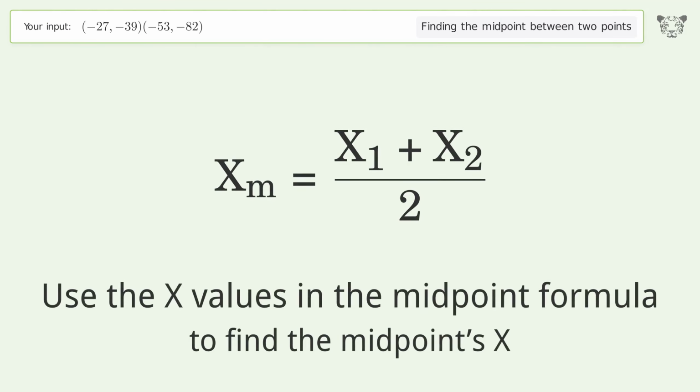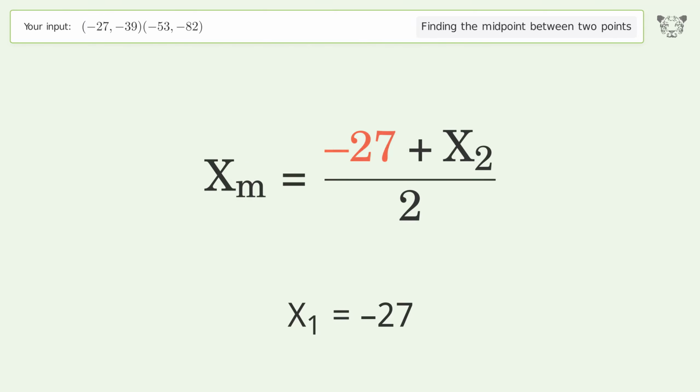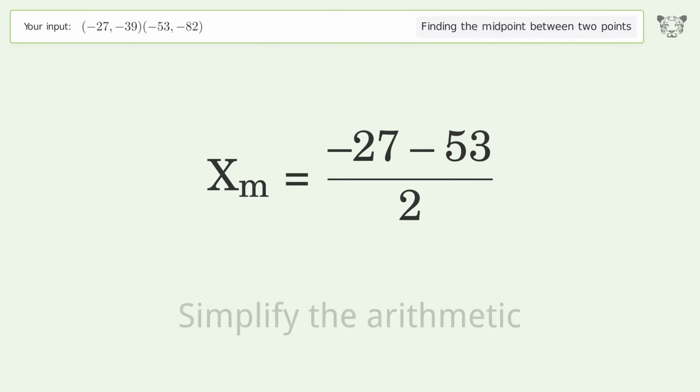Use the x values in the midpoint formula to find the midpoints x. x1 equals -27. x2 equals -53. Simplify the arithmetic.